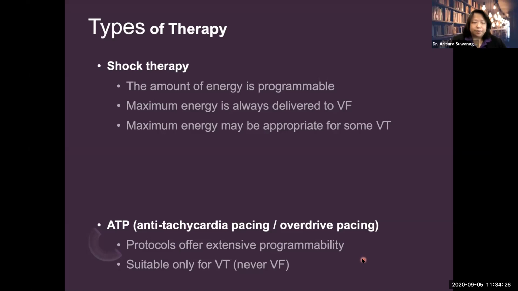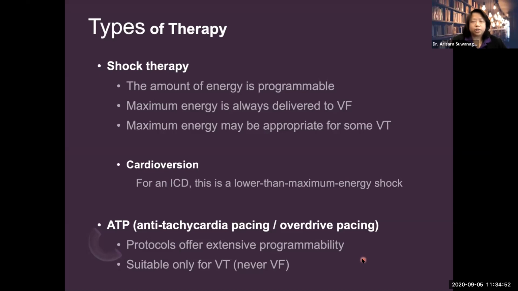And we can program the maximum energy to be appropriate in some VT zones as well. Okay, for the ATP, which is anti-tachycardia pacing or overdrive pacing, we can program this as well. We can program it short, for 1 or 2, or we can offer an extensive ATP in that zone without any shocks. And for the cardioversion, it's the same thing as a shocking therapy, but it begins with a lower than maximum energy shock.